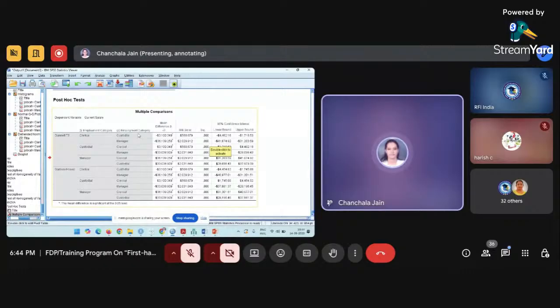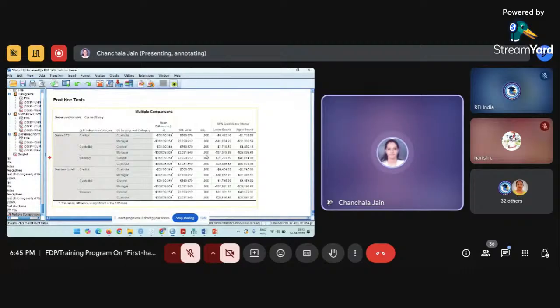Now, two comparisons we have made: clerical and custodial, clerical and manager. Only one is remaining, which is manager and custodial. So with this we can compare; this is custodial, this is manager. In this row, you can find the significance value is 0.000, which is again less than 0.05. We can say there is a significant difference in the mean salary of custodial and managerial staff.